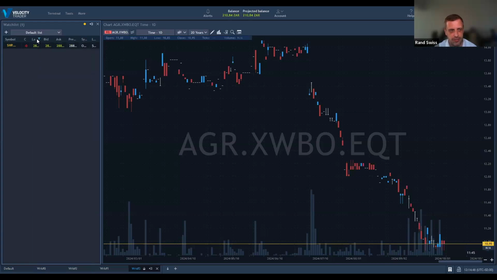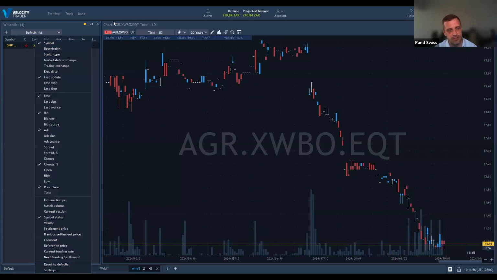So I want symbol, I want the last update. I just want to check. Last update is last traded price. Where's last? Oh, last update. Yeah, I don't care about last update. That's when was this price that you see last traded, when was the price last updated? I don't care, so I'll remove that one.